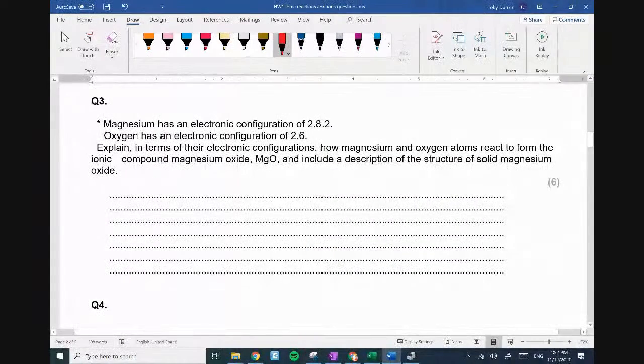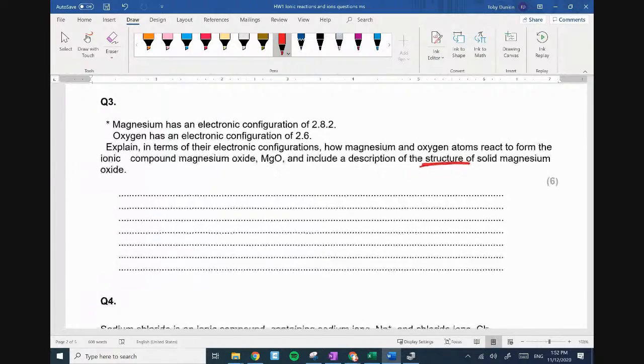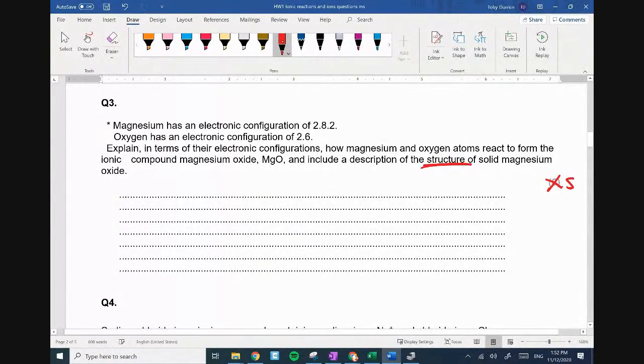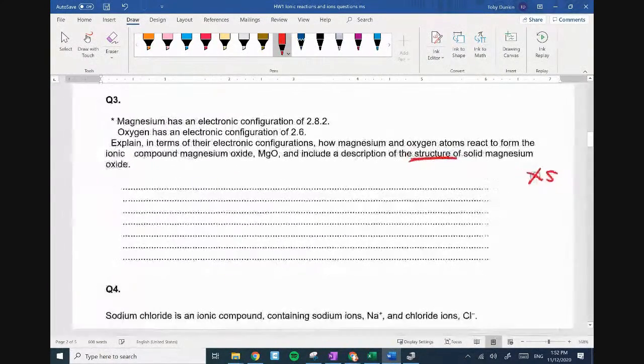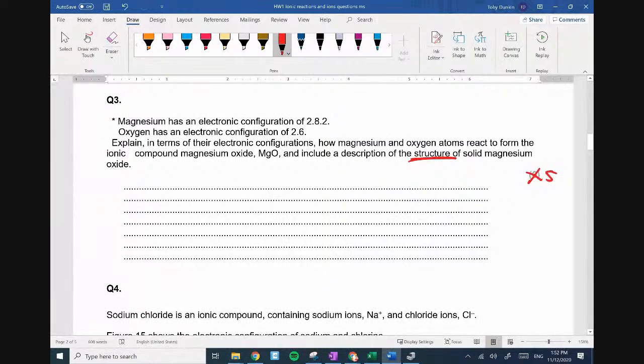Okay, guys, I'm very sorry. We haven't done the structure yet, so you can ignore mark 6. So it's only actually out of 5 in reality. I apologize for that. I didn't manage to screen it well enough. So you can ignore that one. Okay, but let's run through it.